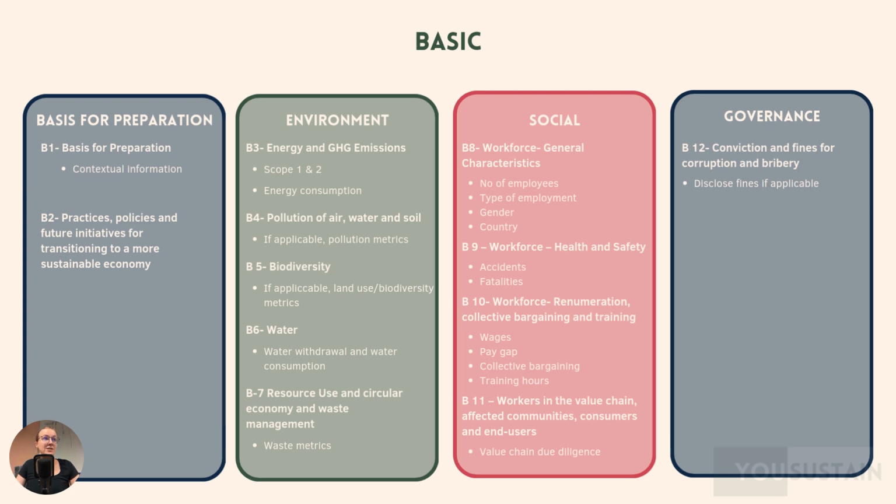So, in the basic module, this is literally all that is in here. It is not that hard. Essentially, in the first bulk here, we can see basis for preparation. This is just contextual information, information that you hopefully already have on your company. It is the company's legal name. It is how much money did you make in the reporting year? What was your balance? Very basic information that you already have. Do not worry about it. Which is quite good.